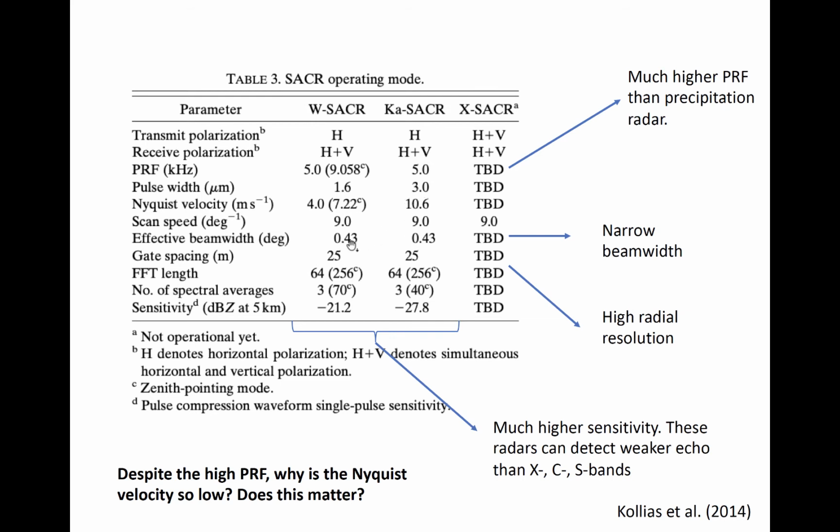The beam width and the gate spacing for cloud radar tend to be small, allowing for high-resolution observations over the shorter distance observed. And finally, the sensitivity for cloud radars, while dependent upon the properties of the transmitted radiation as well, is typically somewhere between -20 and -30 dBZ. Newer radars are more commonly equipped with polarization agile transmission as well.